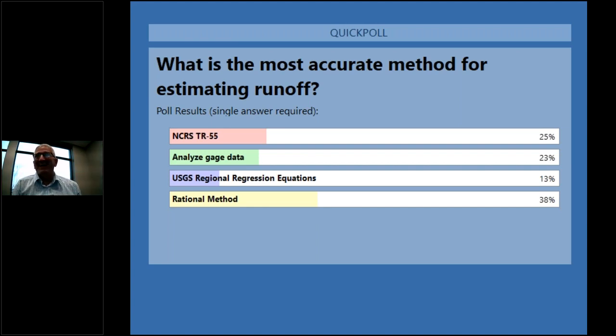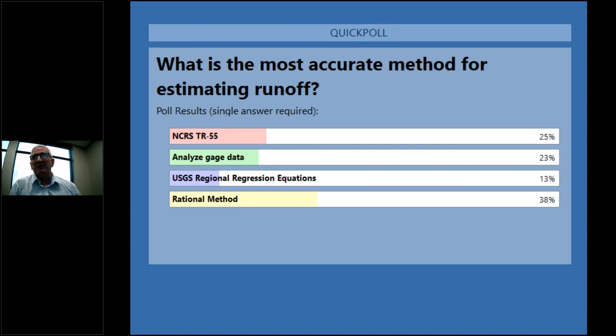So we all need to go through this presentation because analysis of gauge data is by far number one, not even close. And then second would be the USGS regression equations. And then at that point, it gets a little bit fuzzy because when we start talking about NRCS and the rational method, we don't even know how accurate they are. At least the other two, we can put a bound on it.